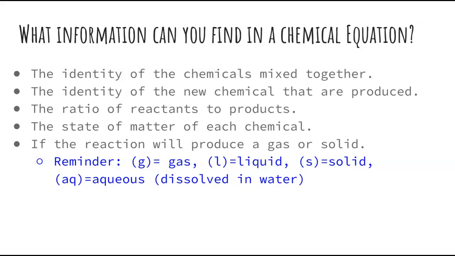So just a couple of reminders to include in your notes. Whenever we produce a gas, we are going to put a G next to that chemical, an L for liquid, S for solid, and then very commonly we write the word aqueous. That means it's dissolved in water. Most chemical reactions that we will be working with, we usually dissolve in water because it's the easiest vehicle for chemicals to actually interact with each other.